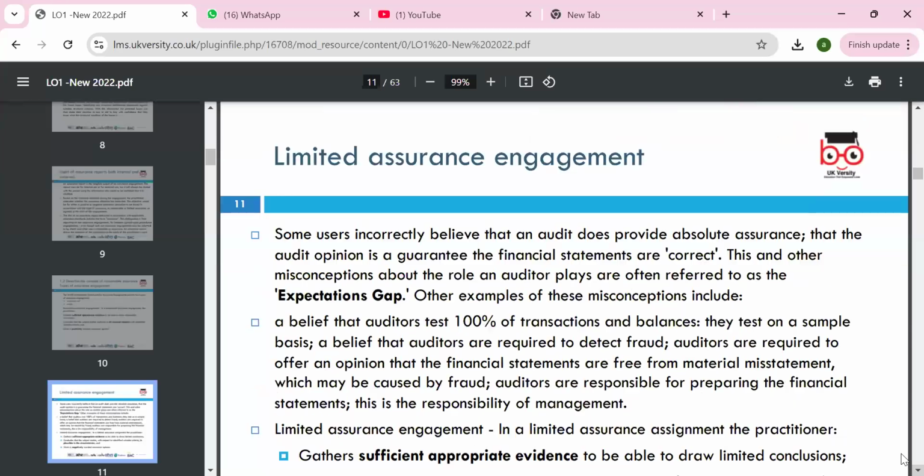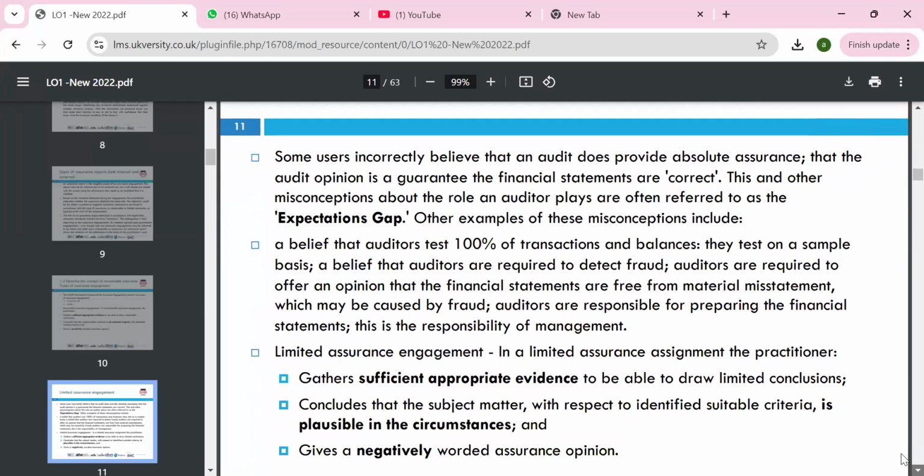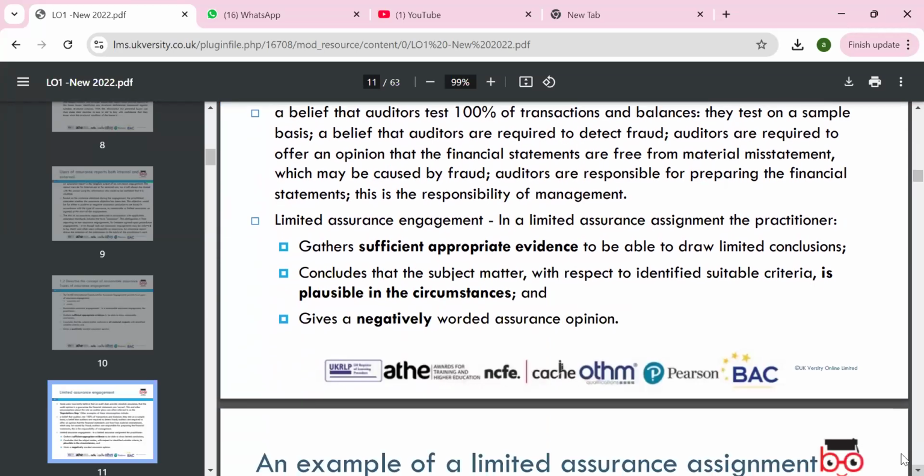Limited assurance. Some users incorrectly believe that the audit provides absolute assurance, an opinion and a guarantee of the financial statements. We need to look at this misconception, the expectation gap. They believe that the audit is 100% checking of transactions and a balancing test on a simple basis. Yes, the auditor is not responsible for preparing the financial statements.